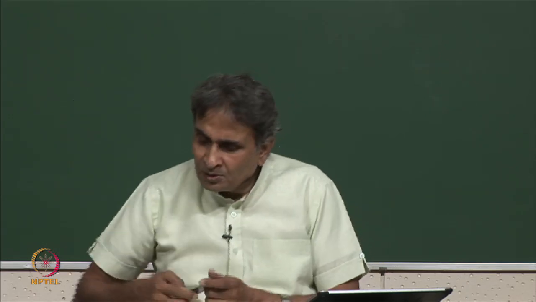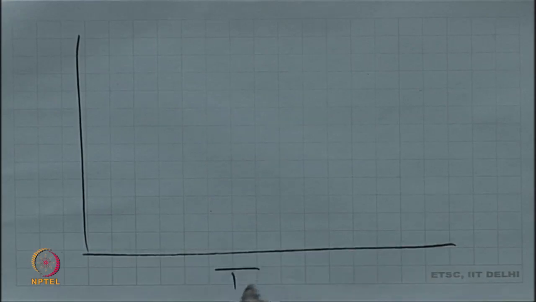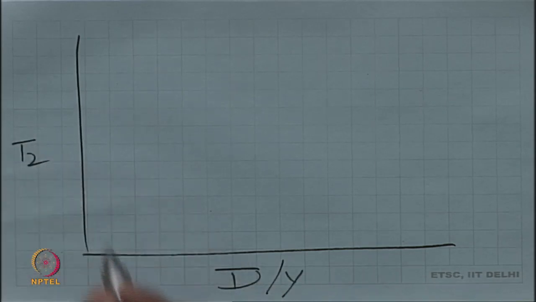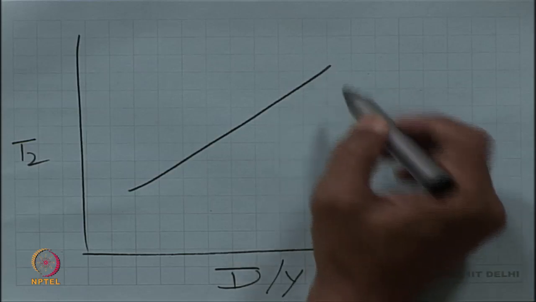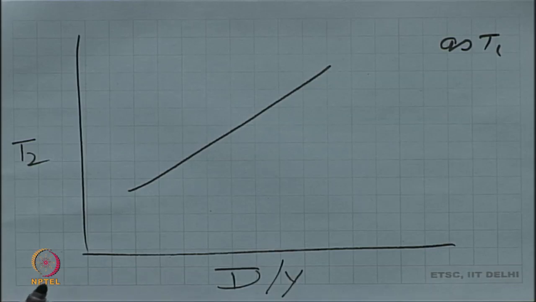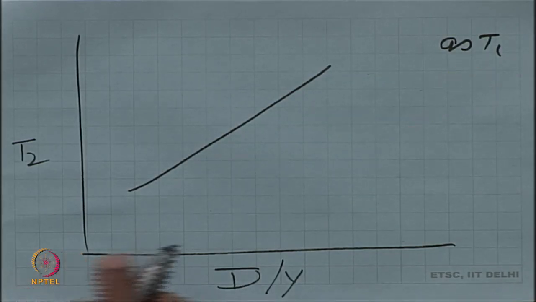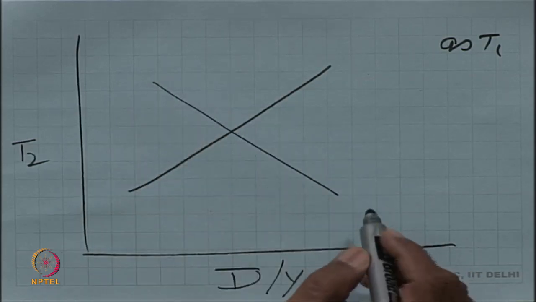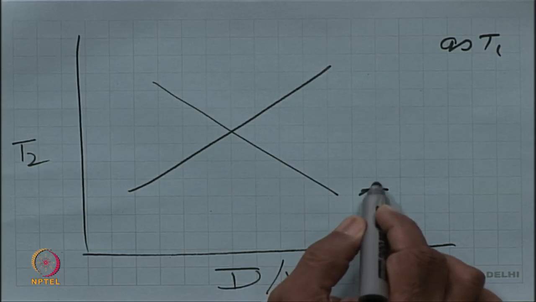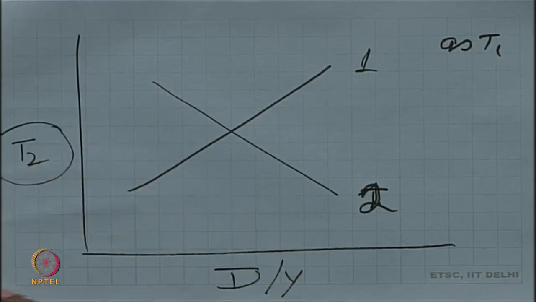Increase. So, when we say increase, let us say T2 will increase as T1. Decrease? Decrease? So, this is curve number 2, this curve number 1, we are talking about T2.